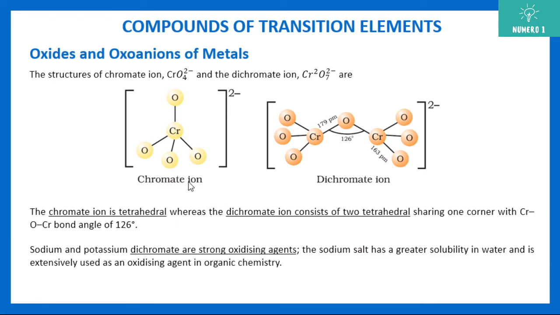Next, you can see chromate ion. Chromate ion is actually yellow in color. You can see this is the structure. It is CrO4 2 minus, whereas dichromate is this structure. Remember the structures, they are important.